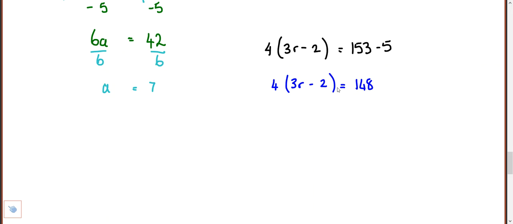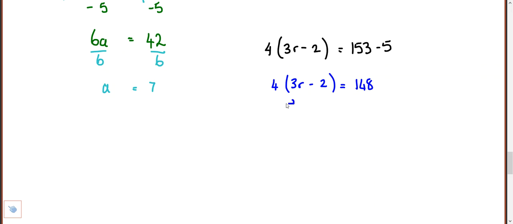It's always 4 times what's inside the bracket. So 4 times 3 is 12, but you add r, so it would be 12r. Only 12r? 12r take away 8. Okay, so there are two methods here.